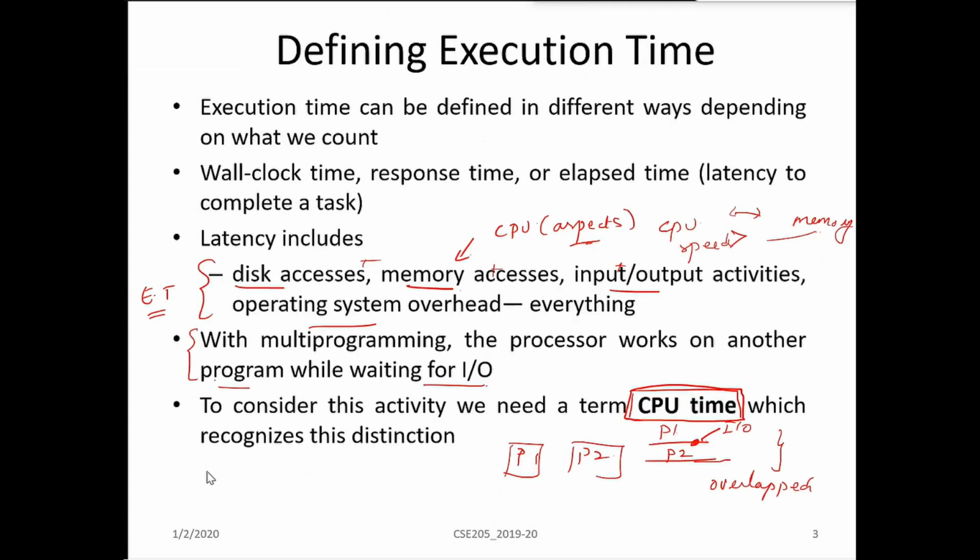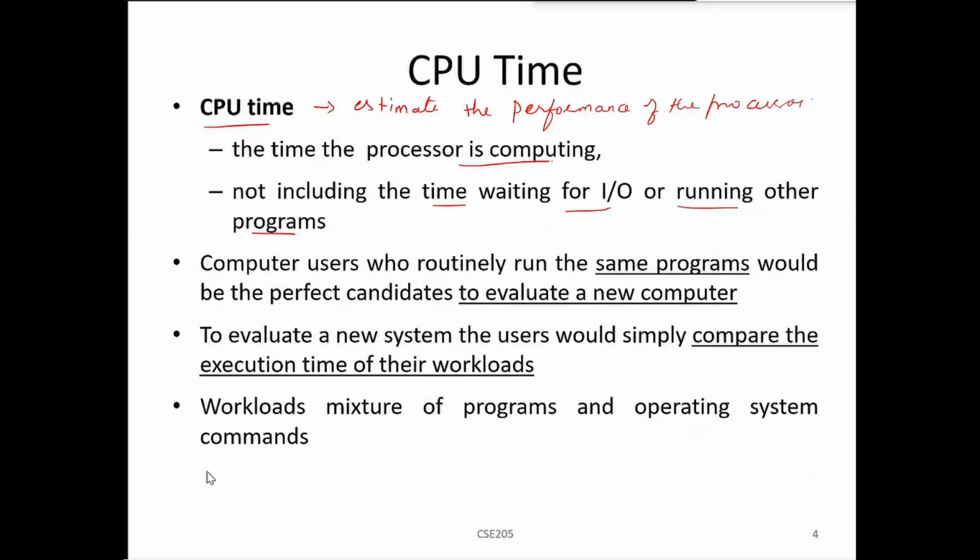Now the question is how to determine the execution time, because there are so many parameters which may influence it, but we need to take only the CPU time. So what is CPU time? The processor computing, and it should exclude all the waiting for IO and running other programs. All those things should not be included. That is what we call CPU time.